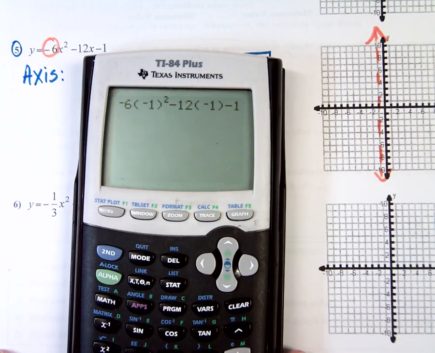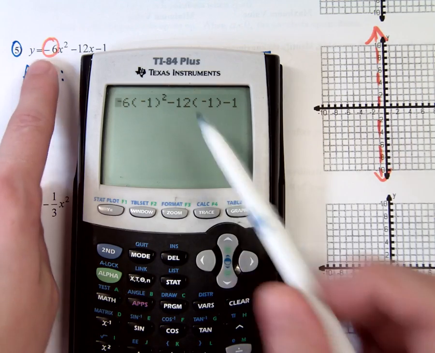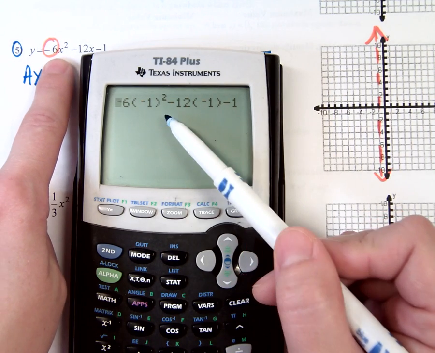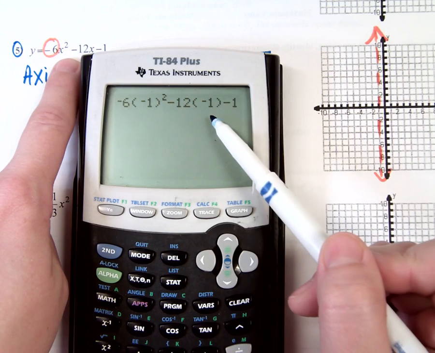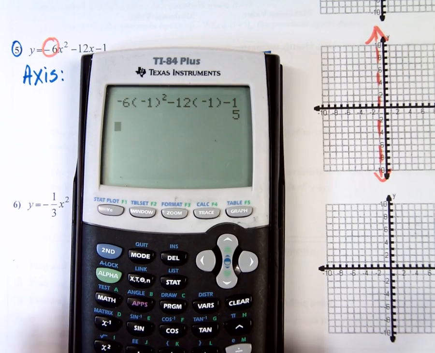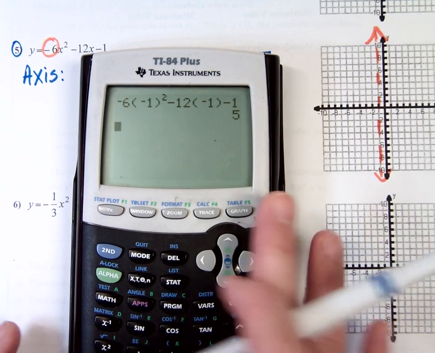In the calculator, I just type it in the way you see here. -6, slap down the parentheses. We're plugging the -1 in, square it. -12, slap the parentheses down, -1, and then -1. And you should get a 5. Does anybody need to see me do this? Order of operations, no calculator.